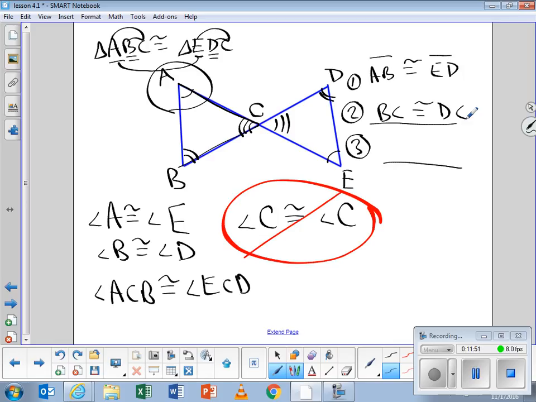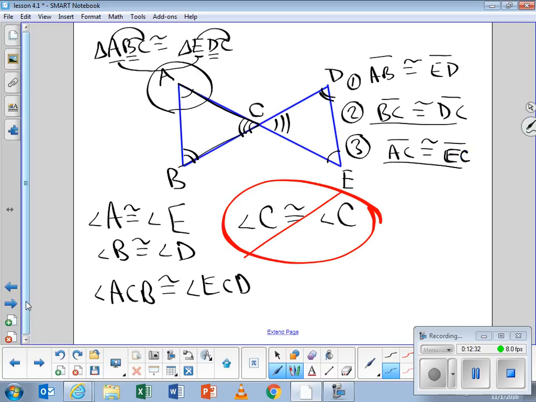Remember, without the symbol, it means the distance from B to C, and distances are equal. Figures and shapes are congruent. And so we want to say these segments are congruent. Okay? And the third one, go ahead, Paul. Segment AC is congruent to segment EC. Okay. Segment AC is congruent to segment EC. Okay? So that is correct.